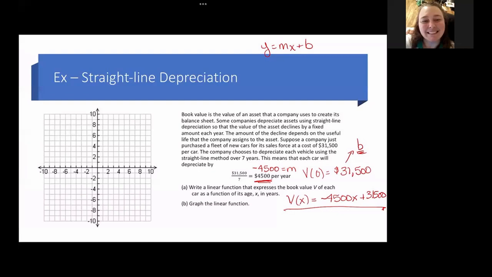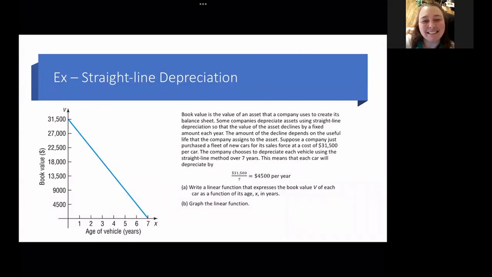Now, graph the linear equation. This sketch is not anything close to what we need. Anyway, let's say this says 31,500 up here, and let's say this is 7 years. It's going to be a straight line. Here's a better look at that, and I can write the equation a little bit better here. Our m is minus 4,500 times the years plus 31,500. That's our equation, and that is what the graph is going to look like.